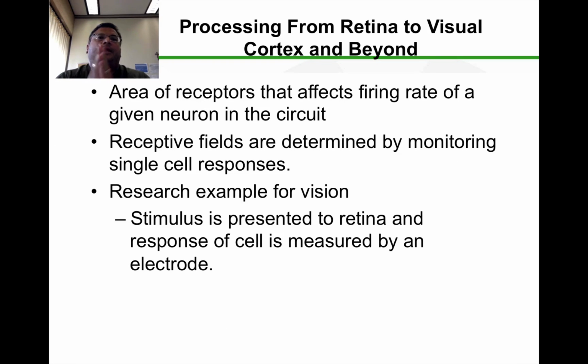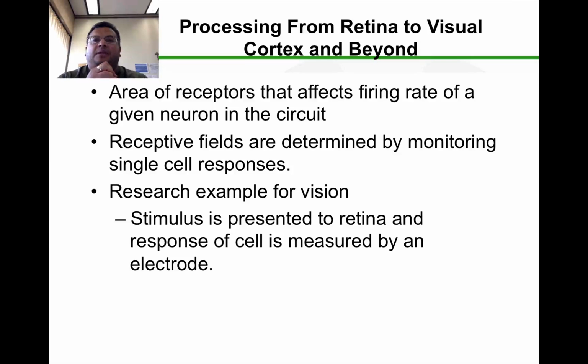Let's go to this slide, processing from the retina to visual cortex and beyond. So what happens once the information travels from the retina to the visual cortex? Well, one of the things you have to understand about the way the information is organized in your nervous system is this concept of a receptive field.